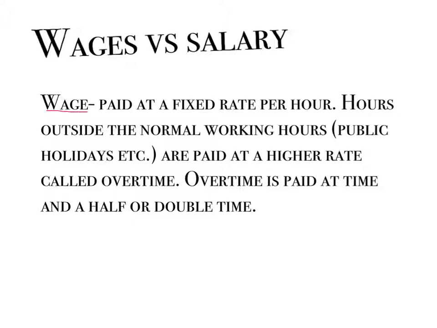Extra hours you work, or hours outside the normal hours, so say for example on public holidays, this tends to be a big one, that wage is paid at a higher rate, and we call it overtime. And you either get paid overtime at time and a half or double. So a wage is a fixed rate, paid for the normal hours that you work. When you work in excess of normal hours, you get paid overtime, either at time and a half or double.